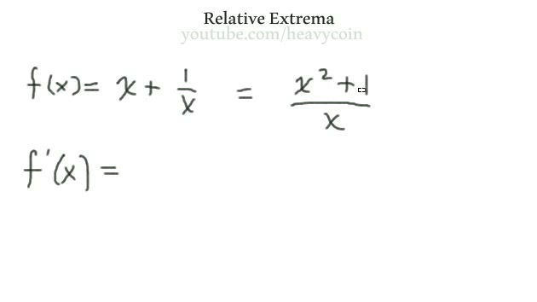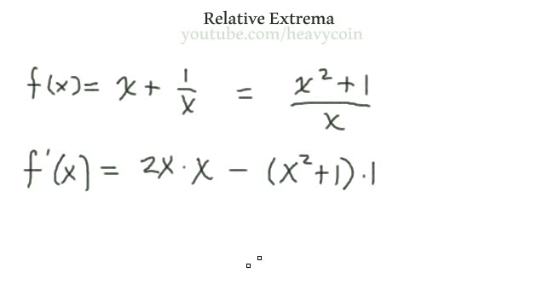equals, so take the derivative of the numerator, this is the quotient rule, times the denominator, minus the numerator times the derivative of the denominator, and the derivative of x is 1. Okay, and then we put that all over the denominator squared, so we're going to square that.